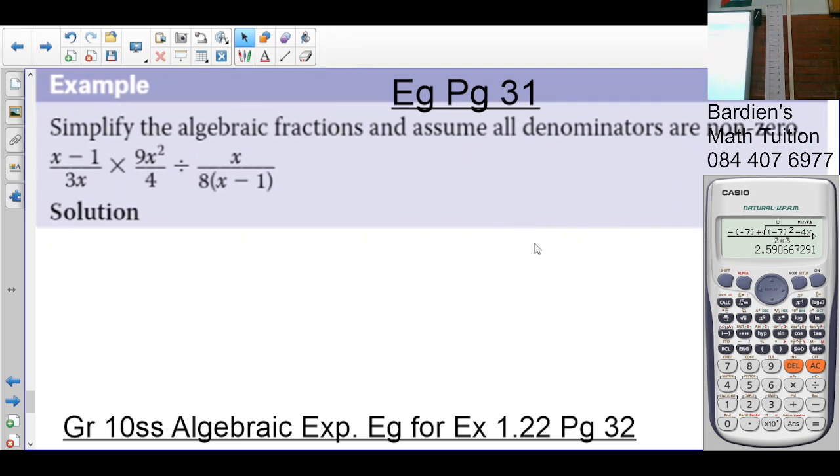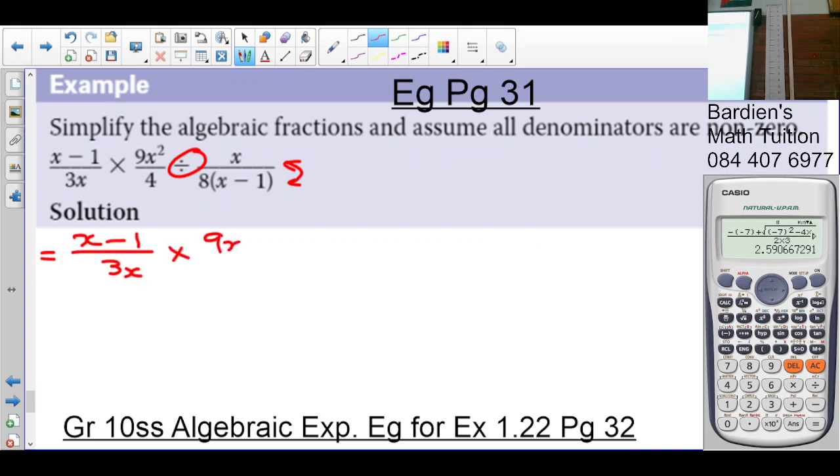Nice. Right, so we got x minus 1 over 3x times 9x squared over 4 divided by x over 8 into x minus 1. So what do I do first? Tumble and times. Change from division to multiplication. Okay, relax your bones. No scanning. That becomes times what? 8 into x minus 1 over. Now what? It cancels. Not so. What can cancel? X minus 1 cancels x minus 1. You all agree with that?